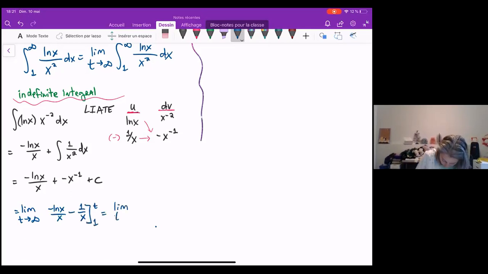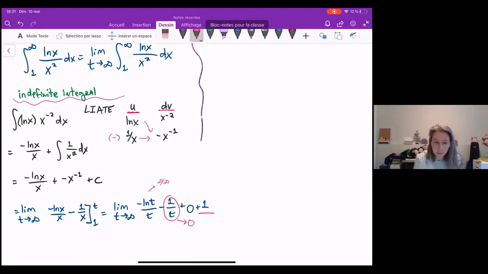which gives me the limit as t goes to infinity, negative ln t over t minus 1 over t, plus ln 1 is 0, plus 1. And now this 1 is just a constant. This right here is just going to 0. That 1 over infinity gives me 0. Ln t over t, that's going to infinity over infinity. That's giving me that indeterminate form. So I'm only going to apply L'Hopital's rule on that part.